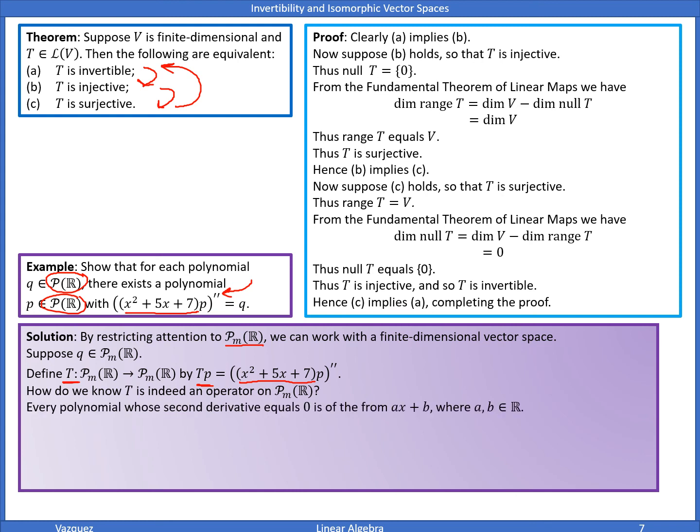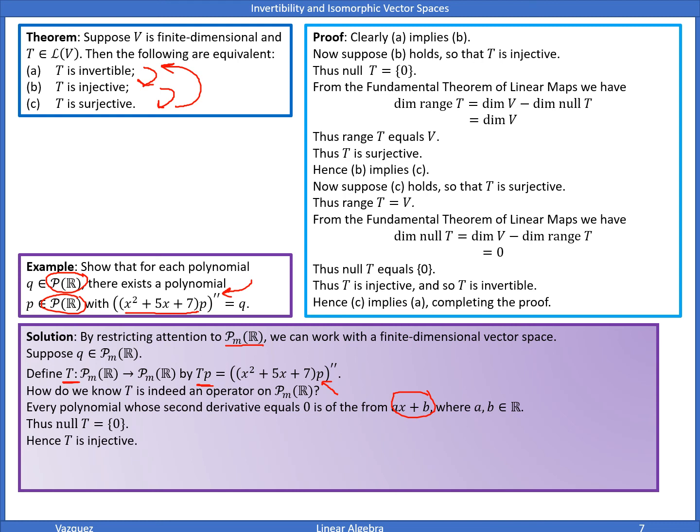So every polynomial whose second derivative equals 0 is of the form ax plus b, where a and b are real numbers, right? Even if we take a constant polynomial p and multiply it by this trinomial, we're not going to get something of this form. The only way we get a second derivative of 0 is if P is 0. So the null space of T is 0.